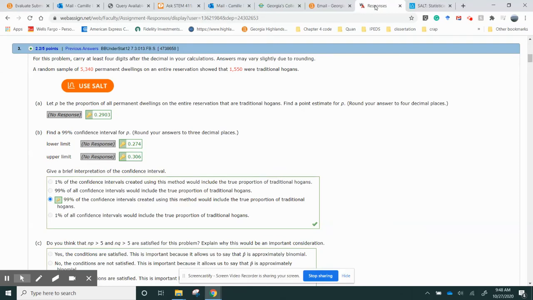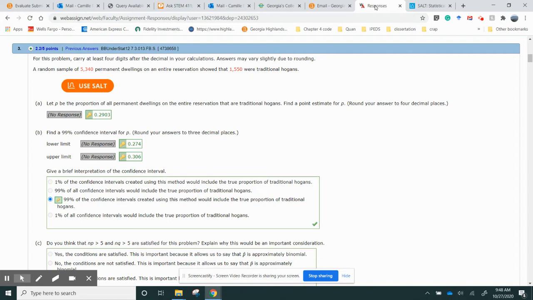Hi, so I'm going to go ahead and do an example of one of the 7.3 problems using the SALT feature. For this one, it wants to know a random sample of 5,340 permanent dwellings on an entire reservation so that 1,550 were traditional hogans. So let P be the proportion of all the permanent dwellings on the entire reservation that are traditional hogans. Find the point estimate for P.